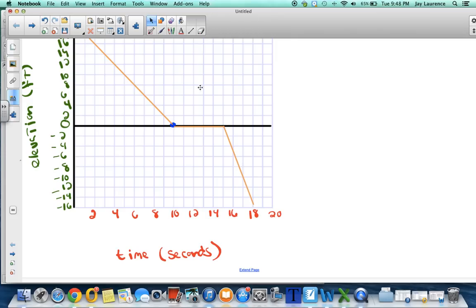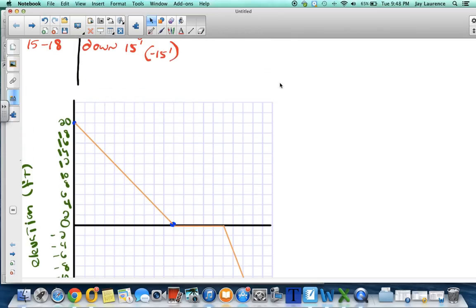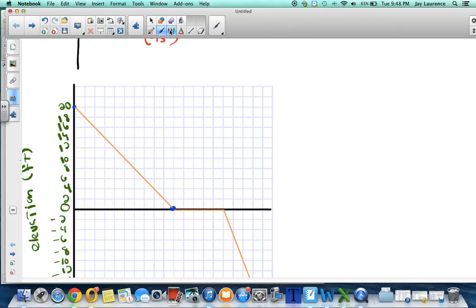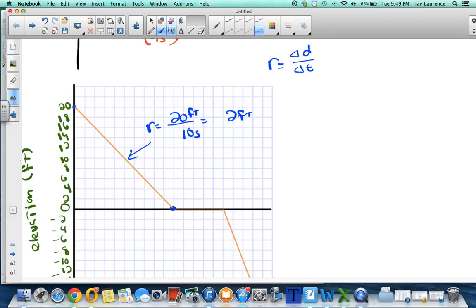Okay. Now, if I asked you to, you should be able to calculate the average rate of change. Remember that R equals the change in the distance divided by the change in the time. So you should be able to calculate this. The change in the distance was 20 feet, and the change in the time was 10 seconds. And so, of course, he ends up going 20 feet in 10 seconds, 2 feet per second, right?